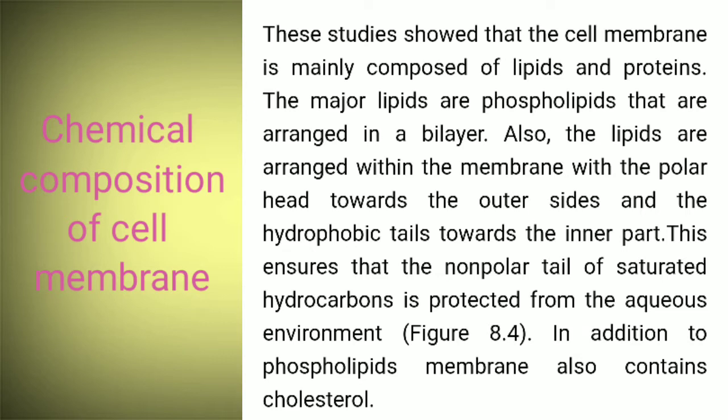Here the major lipids are a conjugate lipid called the phospholipid, where the lipid molecule has a phosphate group, and such lipids are called phospholipids. These phospholipids are arranged in two layers opposite to each other. Therefore, this is called a bilayer. So the plasma membrane is made up of a phospholipid bilayer.